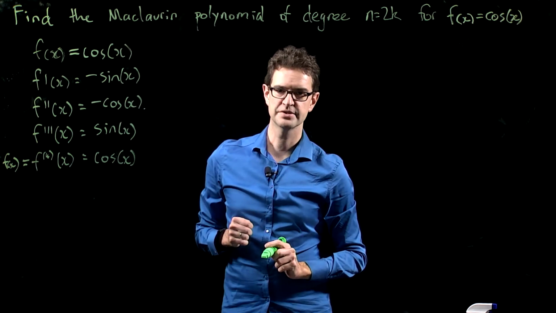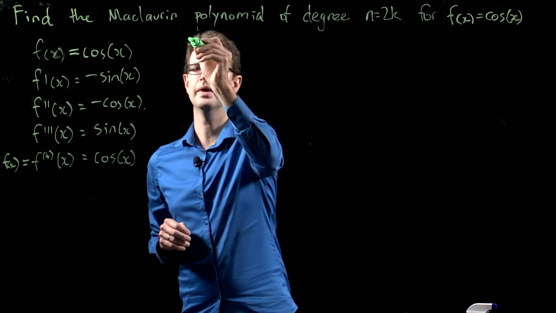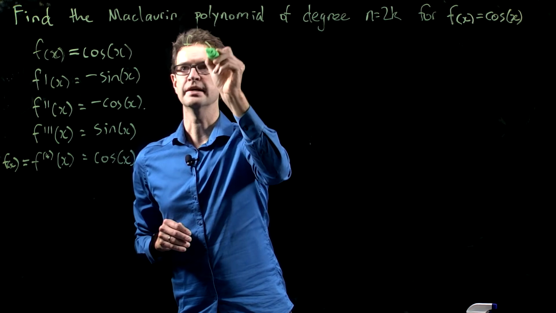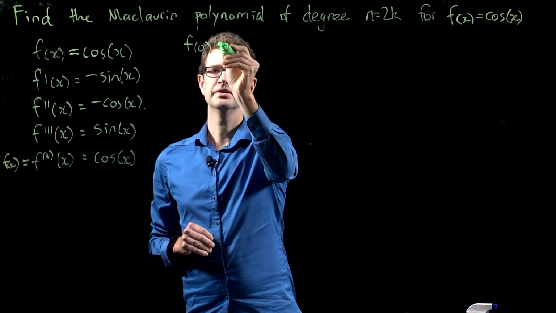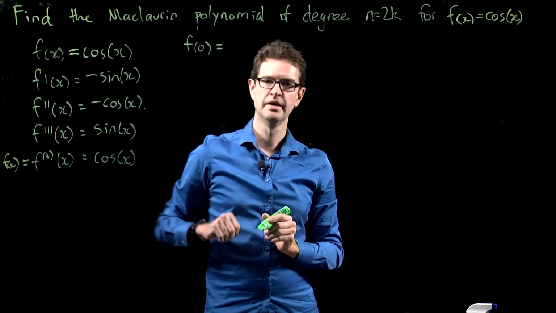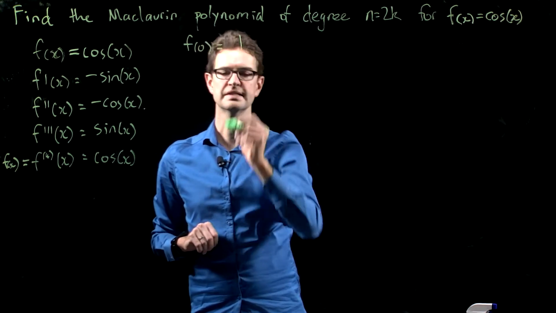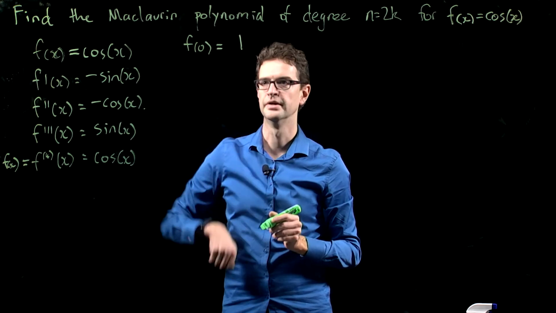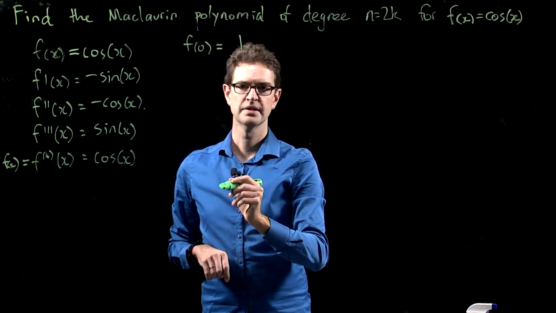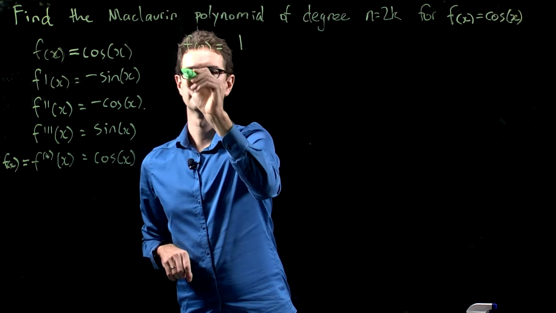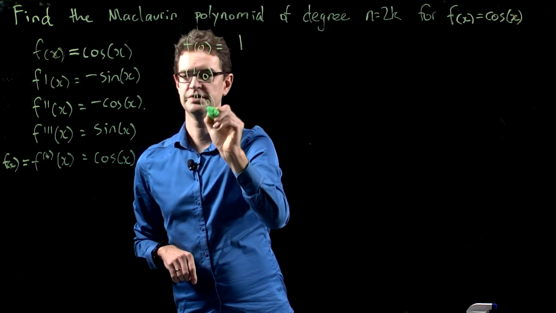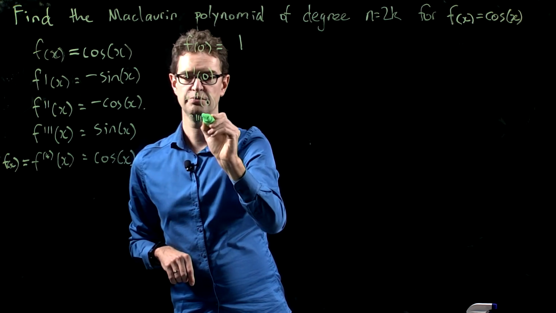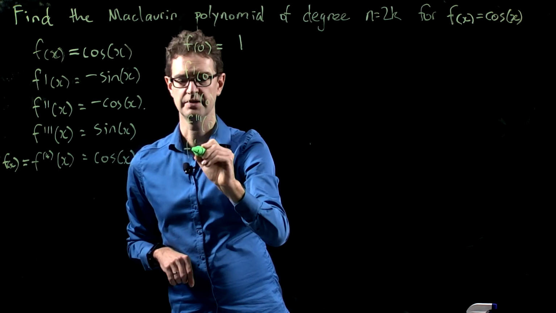Now, why do we calculate those derivatives? Well, it's because we need to evaluate them at my center here. The Maclaurin polynomial means the center is at a equals 0. So cosine of 0 is equal to 1. The cosine function crosses through the y-axis at y equals 1. And then I need to do f prime of 0, f double prime of 0, f triple prime of 0. I need to keep going.